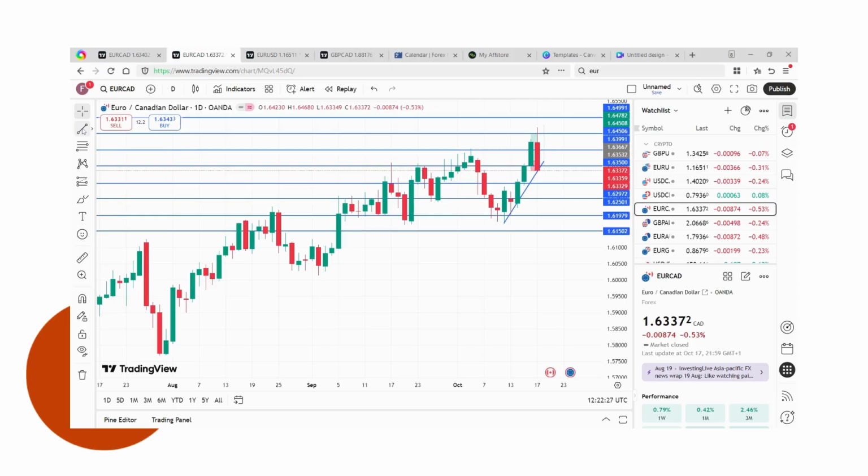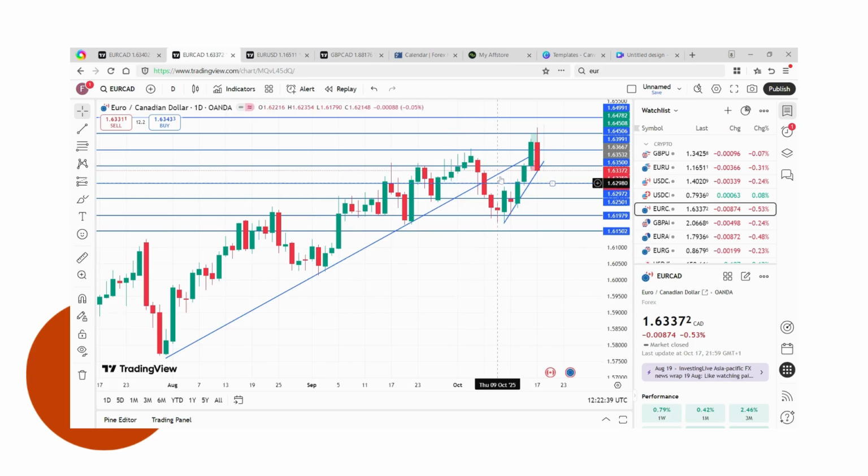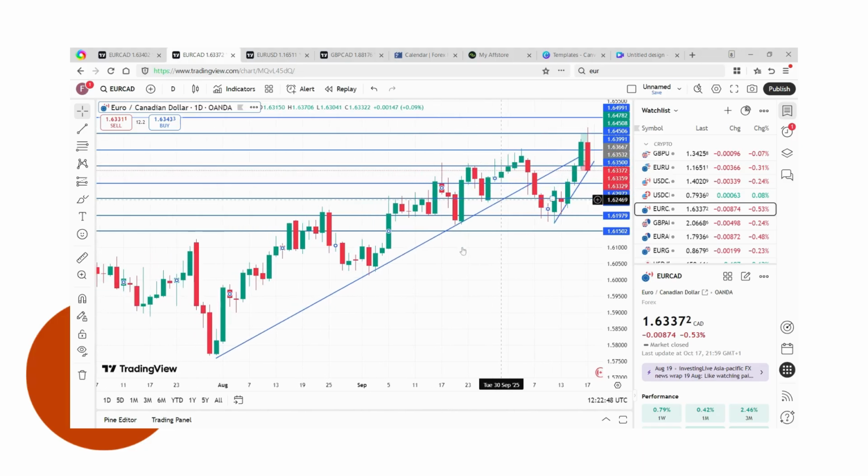Now, look at it. From here, I saw that this is just a simple trend market. This is just where my trend line was before. High, high, lower, low. High, high, lower, low. High, high, lower, low.